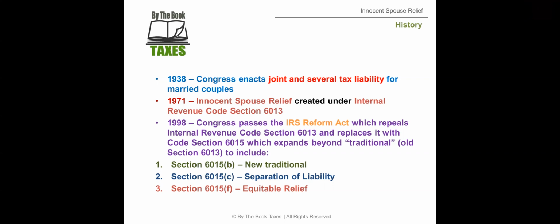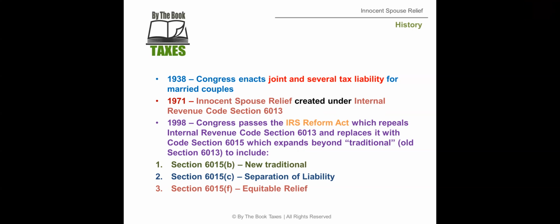1938, Congress enacts joint and several tax liability. 1971, innocent spouse relief was created under the IRS code 6013, simply because many taxpayers complained that there were inequitable outcomes resulting from both spouses being legally liable for all the tax on joint tax returns.